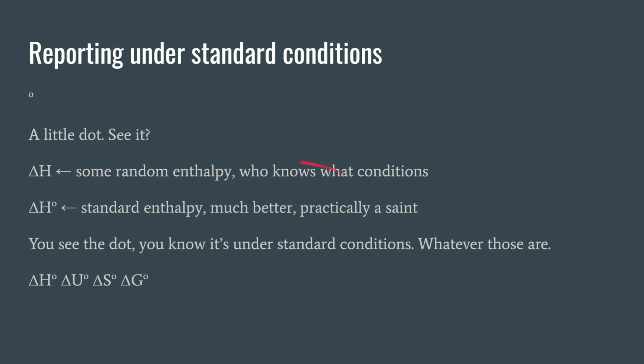All right. So you know something is at standard conditions if you have a little dot. Okay. So this here is a delta H without the dot. This here is delta H with the dot. When you have that dot on a thermodynamic quantity, you know that it's taking place under standard conditions. Which means that you can use that more generally. There is a way to compensate for the changed conditions, and I don't think we're going to be talking about that, but there are ways to do that.